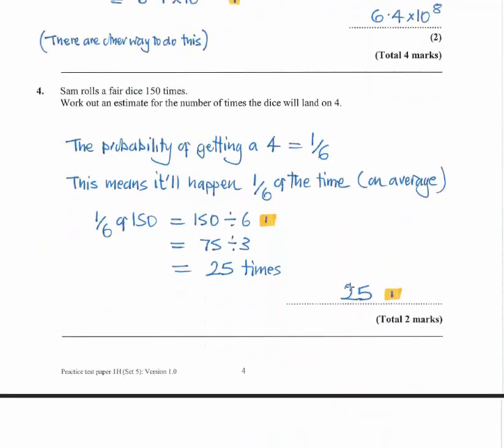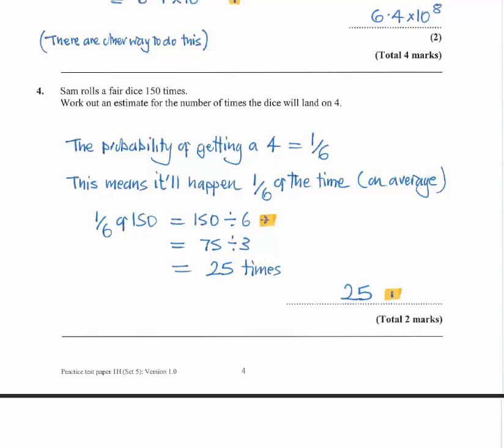Question 4. Sam rolls a fair dice 150 times. Work out an estimate for the number of times the dice will land on 4. Well, if it's a fair dice, the probability of getting 4, or any number for that matter, is 1 out of 6. And basically what that means is it will happen 1 out of every 6 times, or 1/6 of the time. So if you threw it 150 times, you would expect to see a 4 on average 1/6 of that amount. So it's 150 divided by 6.